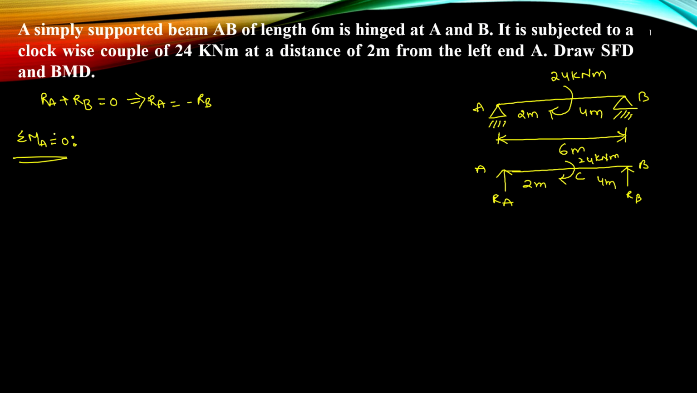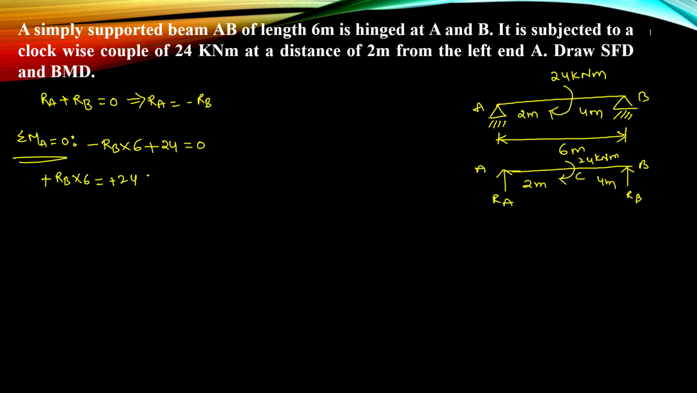Okay, next we will take moments about point A, summation of moments about point A, and equate it to 0. So if I take moments about point A, RB will come towards A in negative direction, anticlockwise direction. So it is minus RB into what is the span? 6. And I have a clockwise moment. Already the couple is clockwise, so just add plus 24 is equal to 0. So minus RB into 6 is equal to minus 24.